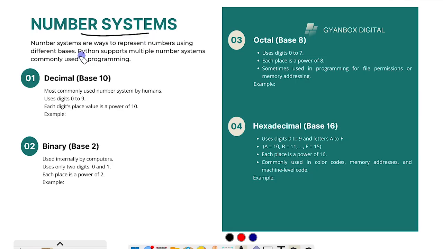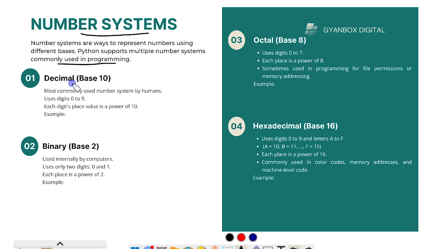Now let us know about number systems. Number systems are nothing but ways to represent numbers using different bases. Python supports multiple number systems which are commonly used in programming. So let us know about them in detail here.